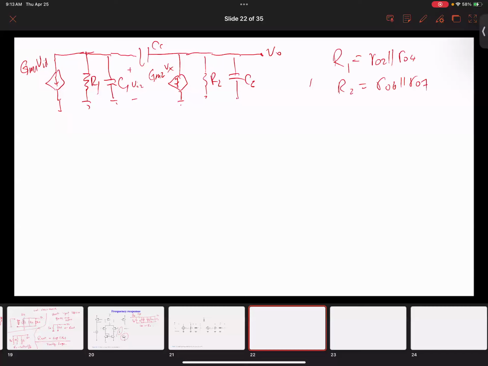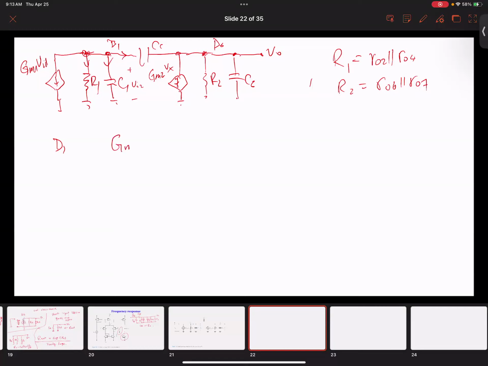The key here is to write the nodal equations. So we write the nodal equation at D1, because D1 and D6 are the gate and the drain of 6 and the drain of 1, 2. From D1, we can see there are 4 currents coming out.